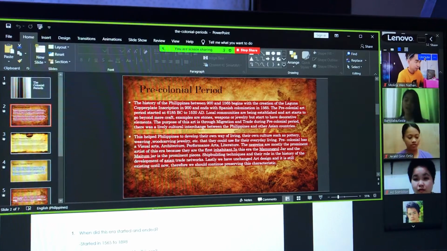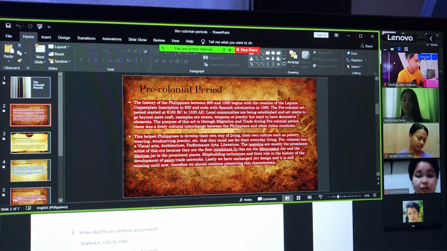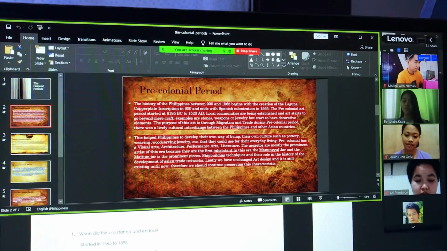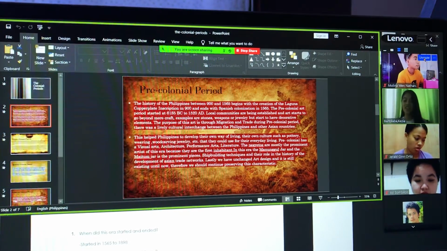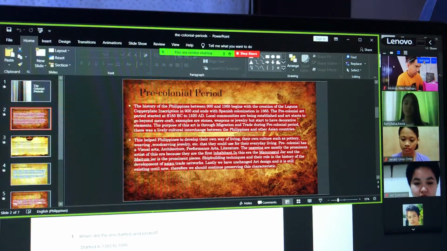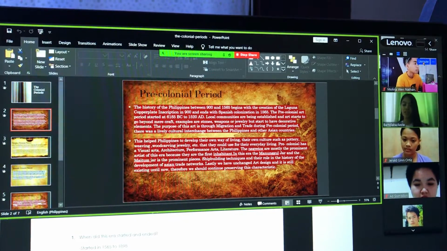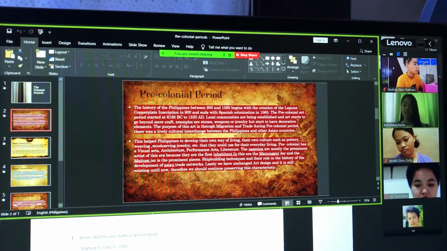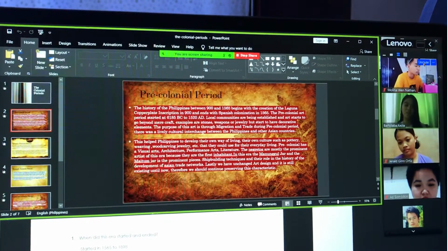The characteristic that we should be able to preserve in this era is to continue the unchanged art design of this era. Thank you.